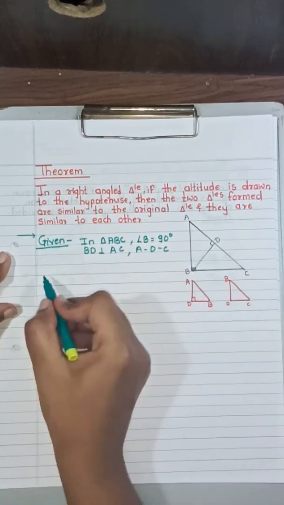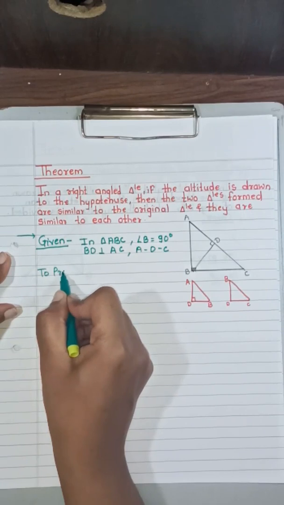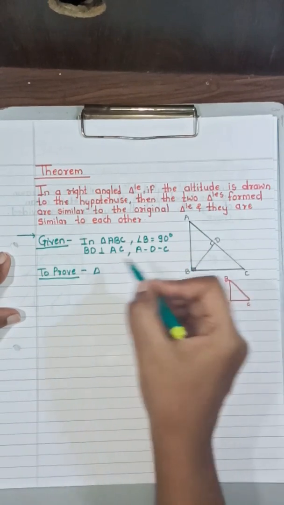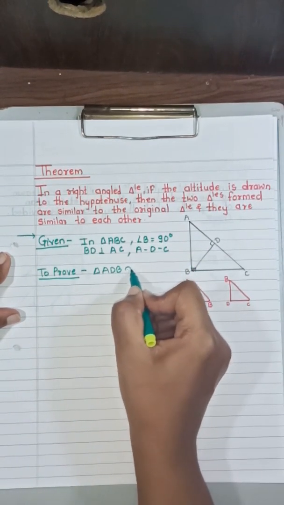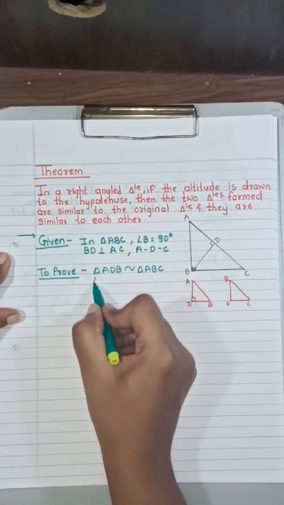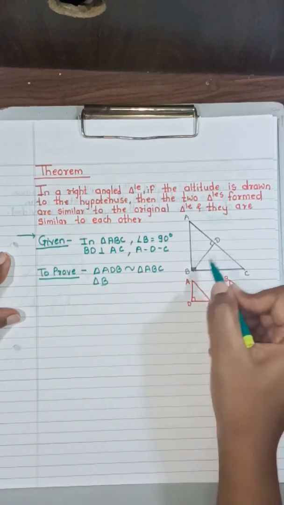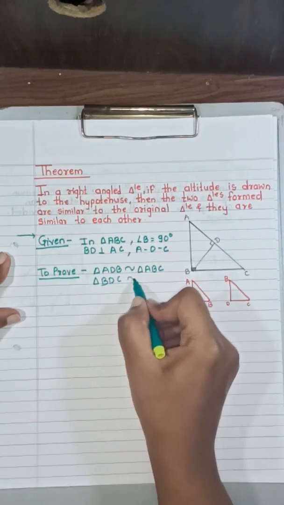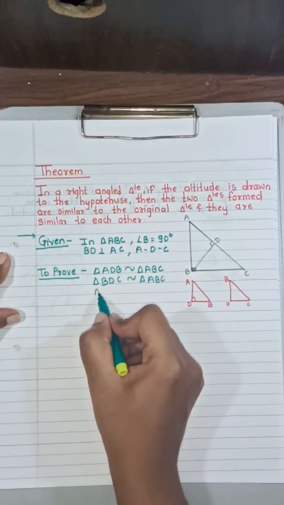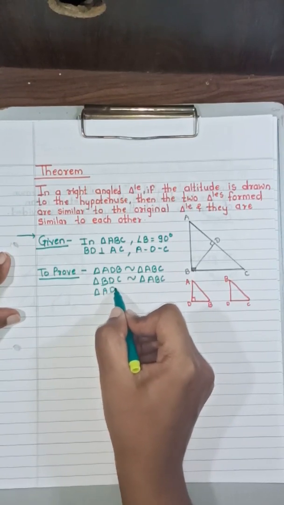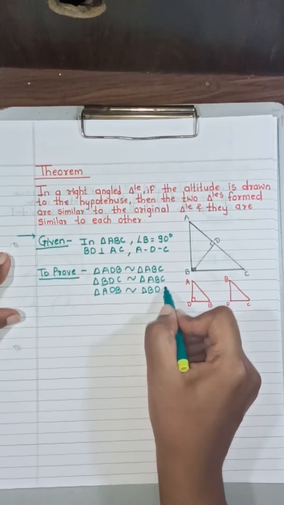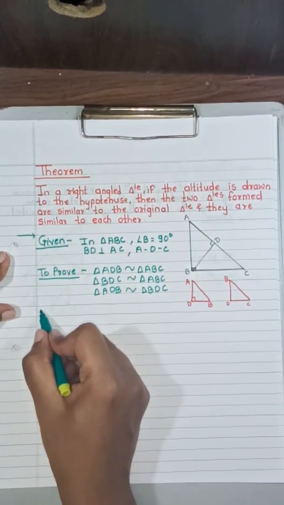Now to prove, so what you have to prove? Triangle ADB is similar to triangle ABC. Similarly, you have to prove that triangle BDC is similar to triangle ABC, and you have to also prove that triangle ADB is similar to triangle BDC. Okay, now let us move on towards proof.